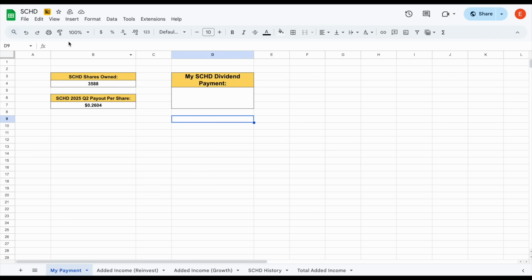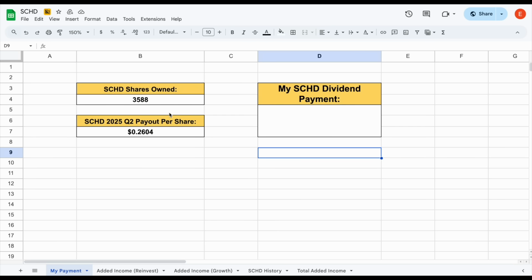So let's talk about my SCHD payment. Right now, I own 3,588 shares of SCHD, and with this most recent dividend increase, if we multiply these two numbers, we can see my dividend payout will be about $934.32.